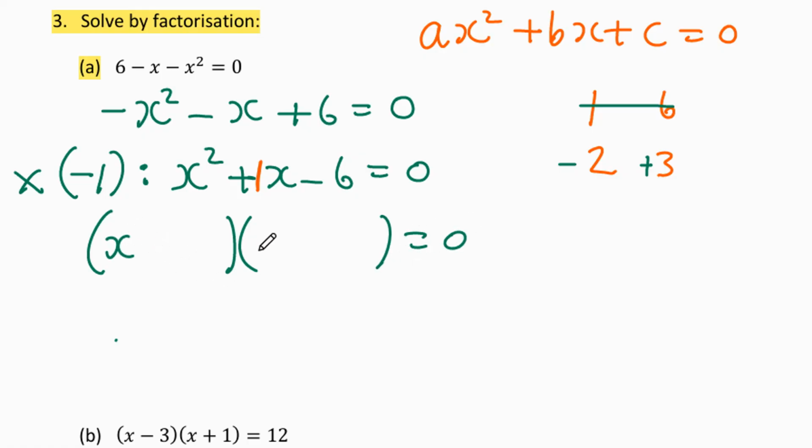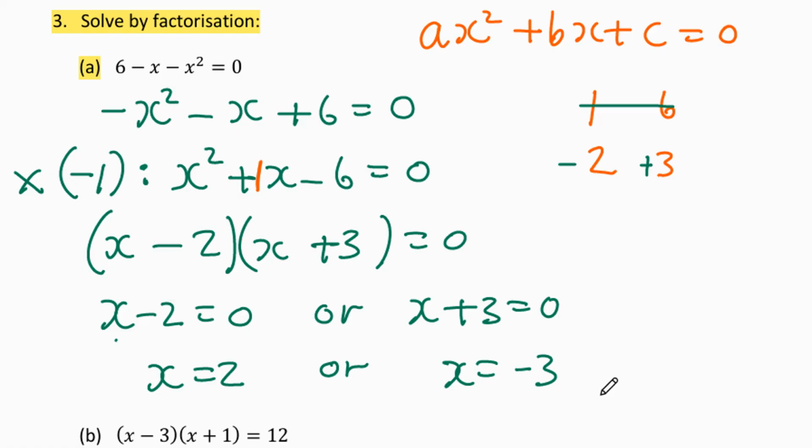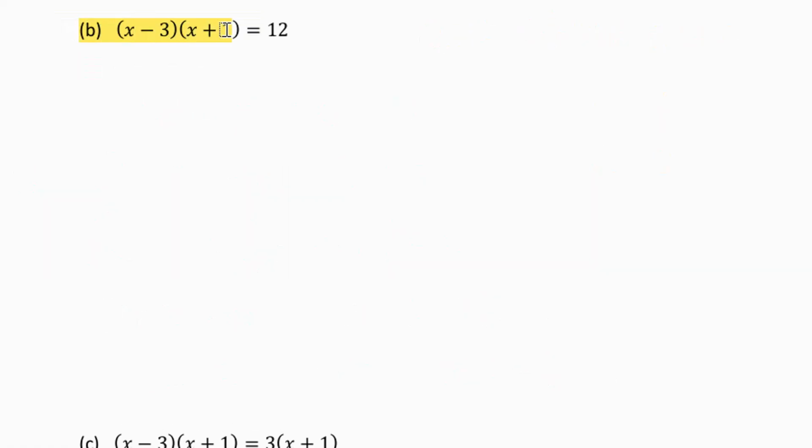Then x times x will give us x squared. And inside the brackets we can now write minus 2 and plus 3. Now we can use the zero product rule and solve for x. So x minus 2 is 0, or x plus 3 is 0. And solving for x here, we get x is equal to 2, or in this equation, x equals negative 3. Let's go on to b.